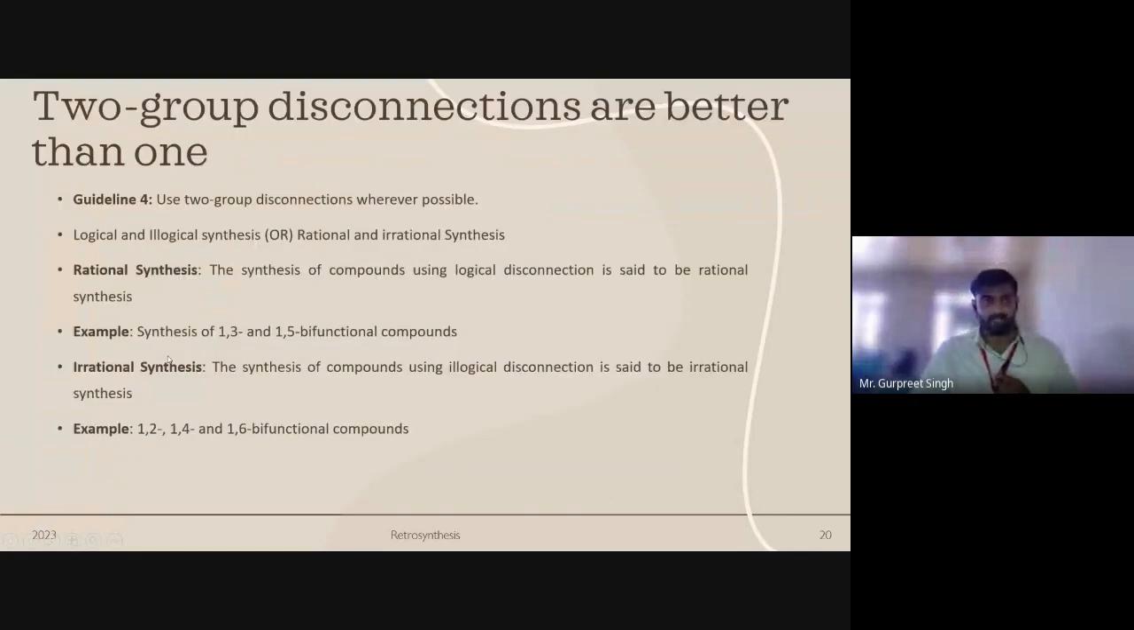Next, guideline 4. Guideline 4 says two-group disconnections are better than one. If there is a single group disconnection, that might lead to irrational reactions, as we have already seen in some examples. Then you can use the two-group disconnection. These are divided into two parts: logical and illogical synthesis. Logical or rational synthesis is where we have some rationale, like synthesizing 1,3-bifunctional and 1,5-bifunctional compounds. Illogical is where we don't use any logic, we just disconnect and synthesize, like for 1,2, 1,4 and 1,6 bifunctional compounds. So we're going to have some examples.